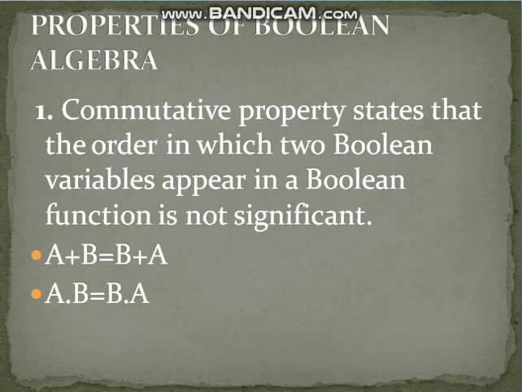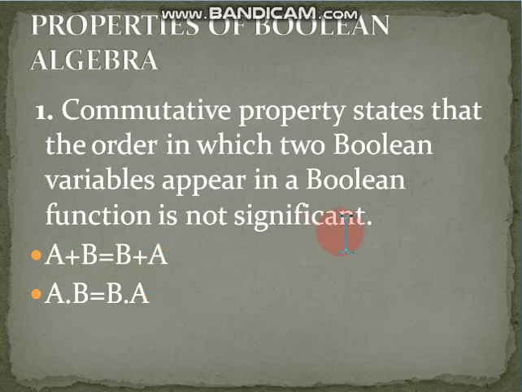So the first property is the commutative property, which states that the order in which 2 Boolean variables appear in a Boolean function is not significant. So pay attention to the English words being used, because the properties are very much clear. Once you understand what the property is stating, it's easy for you to come up with an equation like this one and this one. So whether we are ANDing or we are ORing, the property is going to work for both. As you can see here, we have A plus B, which is equal to B plus A, meaning that whether you start with A then B or B then A, it's the same thing.